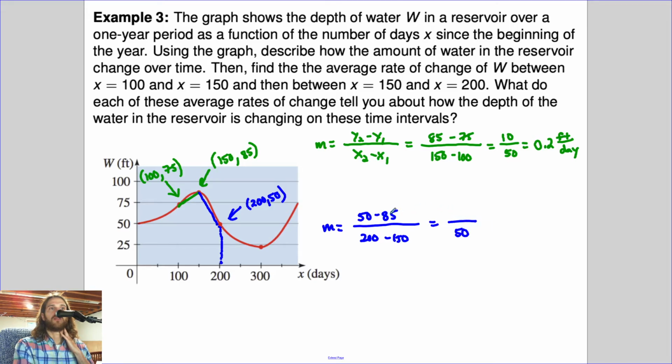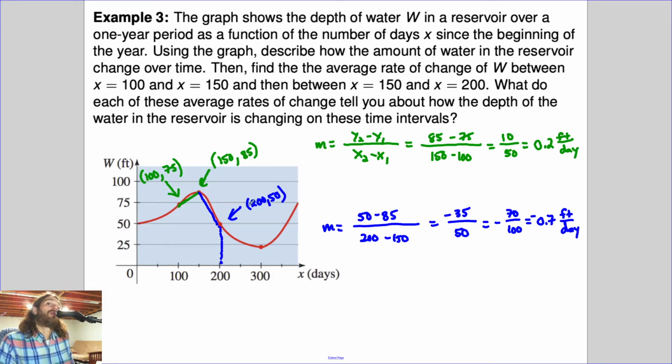50 minus 85, is that 35? Negative 35. All right, double the top, double the bottom. End up here with negative 70 over 100, which is really negative 0.7 feet per day. What does this mean? It means from 150 days to 200 days, on average, they were losing around 1 foot of water per day out of the reservoir.